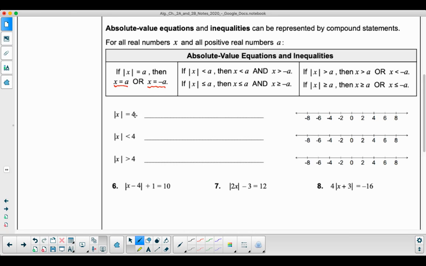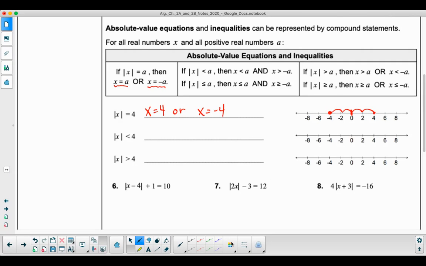So for example here, the absolute value of x is equal to 4. So that means x can equal 4 or x can equal -4. And that's because this question here is asking what numbers are 4 units from 0. Well, 4 and -4 are both 4 units from 0.